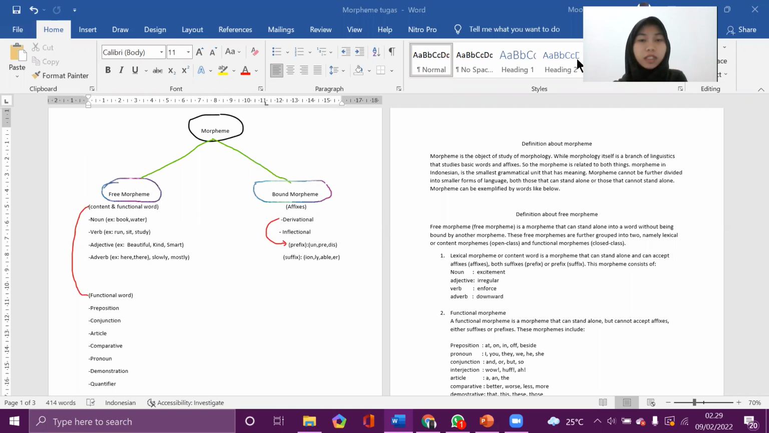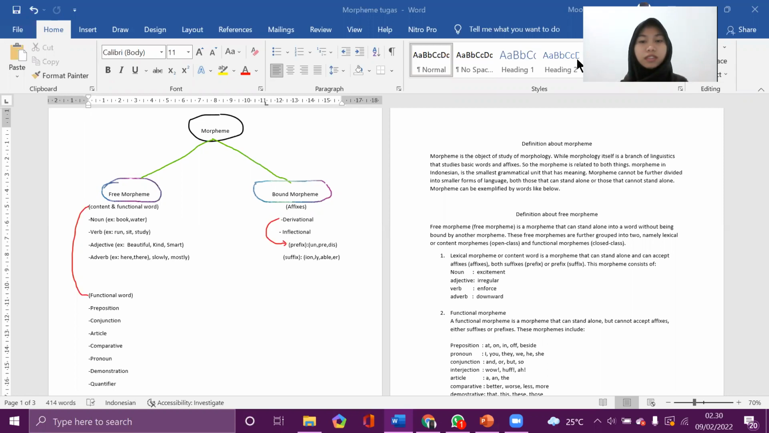Today I will explain about morpheme and their types. So, what is morpheme? Morpheme is the object of study of morphology, while morphology itself is a branch of linguistics that studies basic words and affixes. So the morpheme is related to both things.